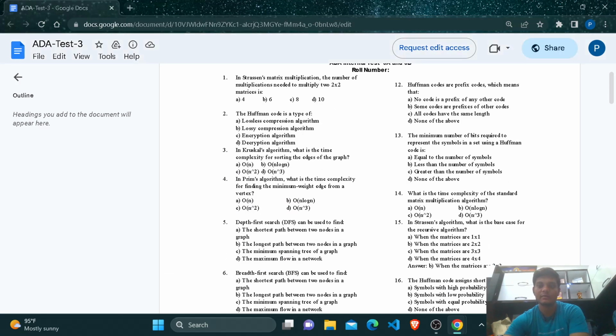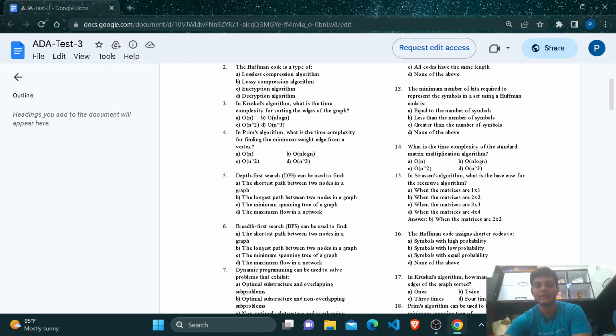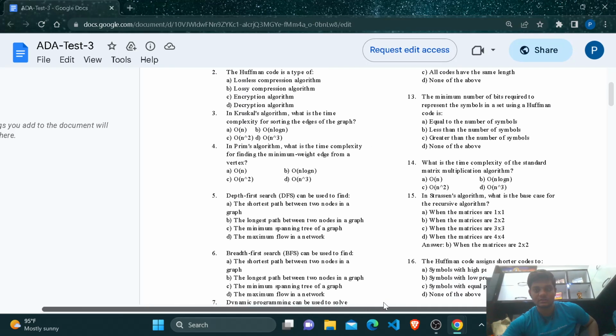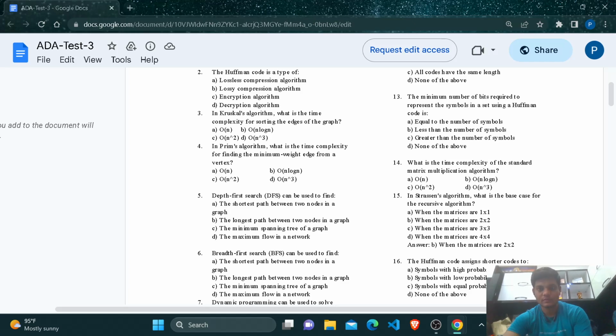12th question is Huffman codes are prefix codes, which means that this one, no code is prefix of any other code. 13th question is minimum number of bits required to represent symbols. Let me zoom out a little bit. So yeah, the minimum number of bits required to represent the symbols in a set using Huffman code is less than the number of symbols. So yeah, correct option is option B.